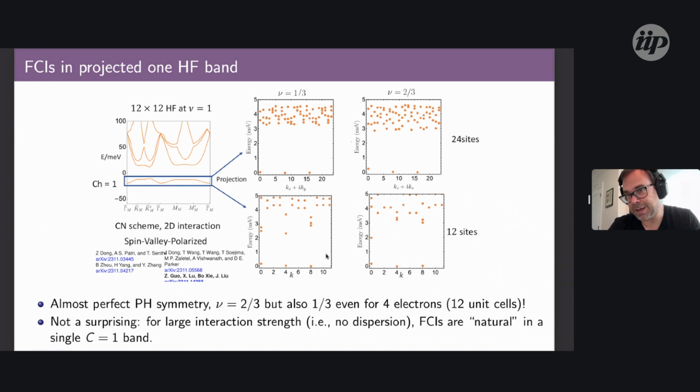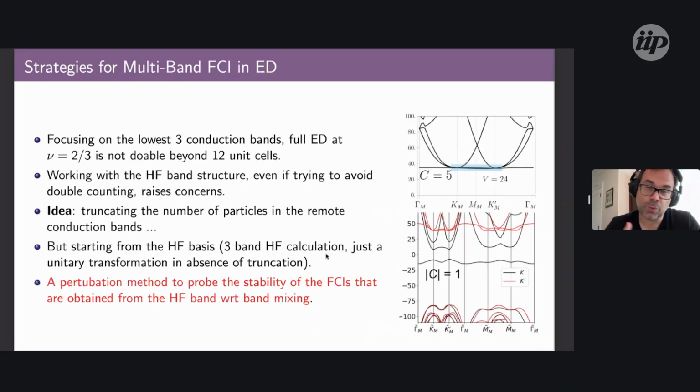Is it surprising? After what I said during the introduction, not really. If your band is not completely crazy, and if your interaction is large compared to the bandwidth, and here they don't take into account the remote bands, then there's a high chance you will get an FCI. So we need to include more bands to see if these FCI will survive once you go back to the full-fledged system.